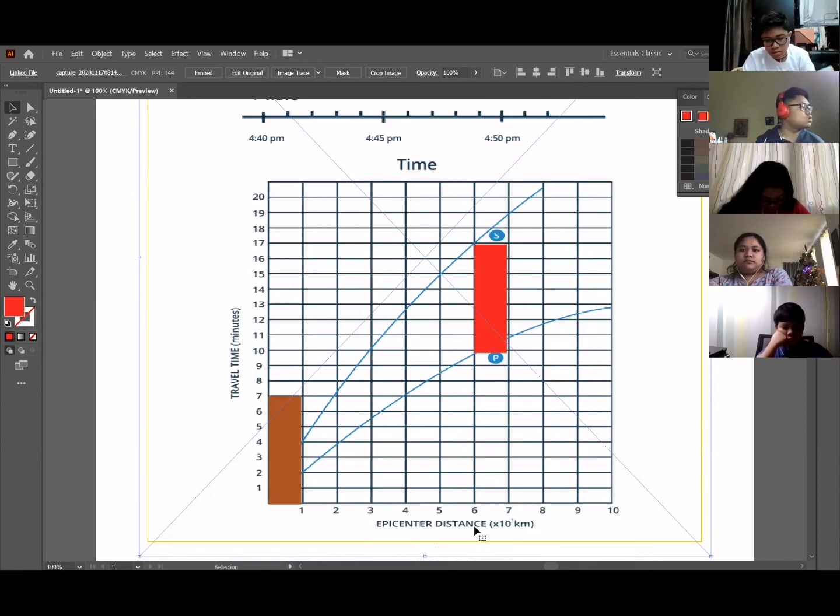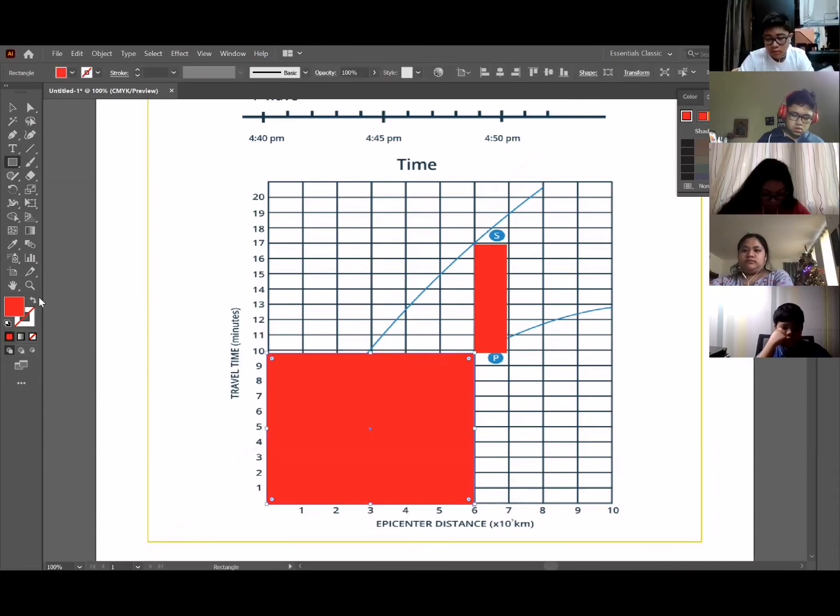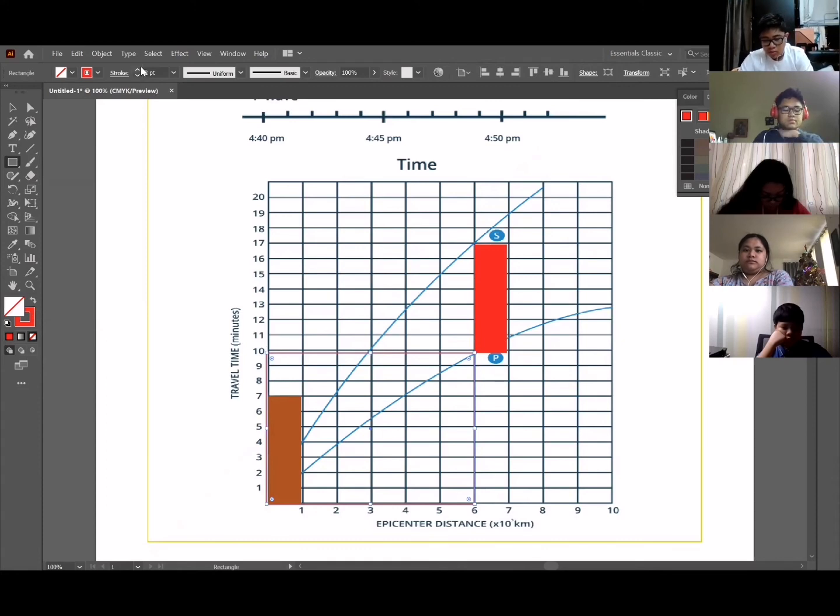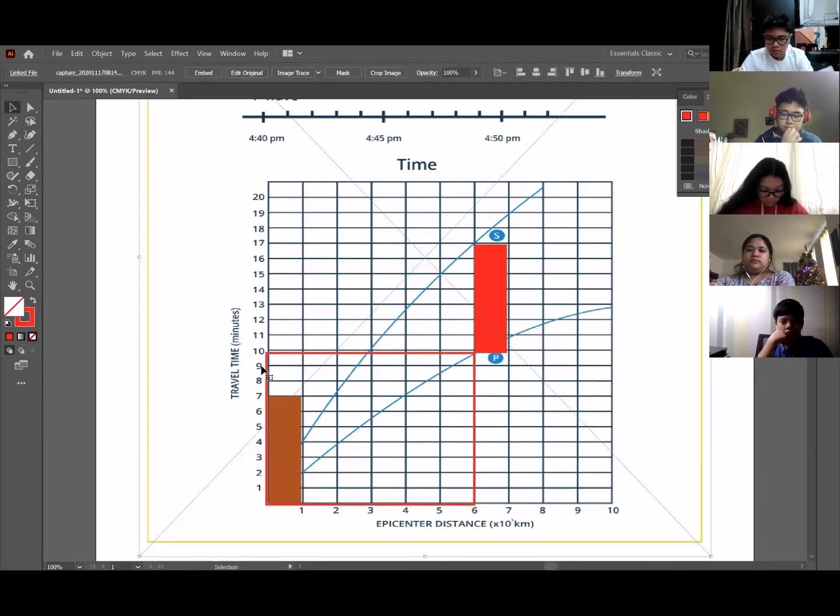The distance is 6,000. Now, let's mark it so we can see the travel time. Let's mark this. So there. Okay, so you can see here the travel time. It is between 9 and 10. So let's say this is 9 minutes and 50 seconds. The travel time is 9 minutes and 50 seconds.